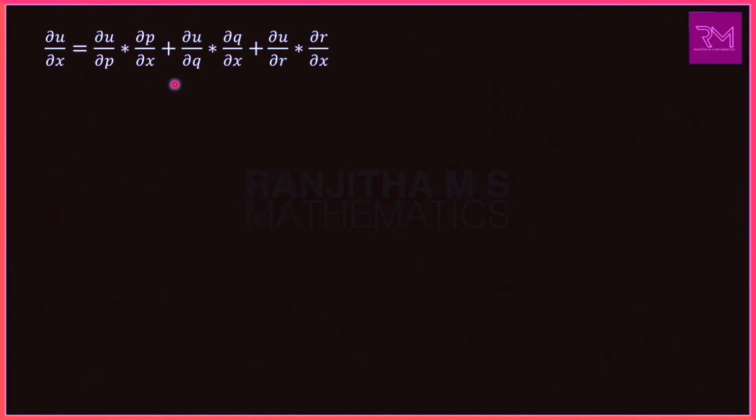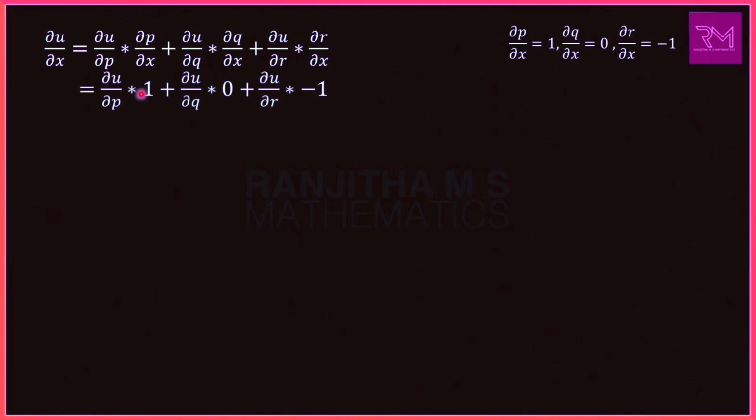First take the value, that is ∂u/∂x, which is equal to ∂u/∂p into ∂p/∂x plus ∂u/∂q into ∂q/∂x plus ∂u/∂r into ∂r/∂x. Here, substituting the values: ∂p/∂x value is 1, ∂q/∂x value is 0 and ∂r/∂x value is minus 1.